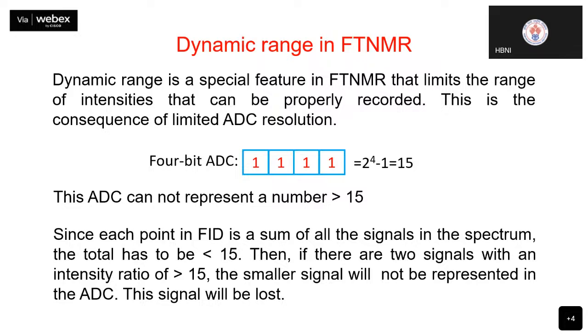Then if there are 2 signals with an intensity ratio of greater than 15, the smaller signal will not be represented in the ADC at all. The signal will be lost because the largest signal will already fill it. So the ADC will be full. There is no room for the smaller signal in the digitizer. Therefore, that signal will be lost. So this is called the dynamic range problem.